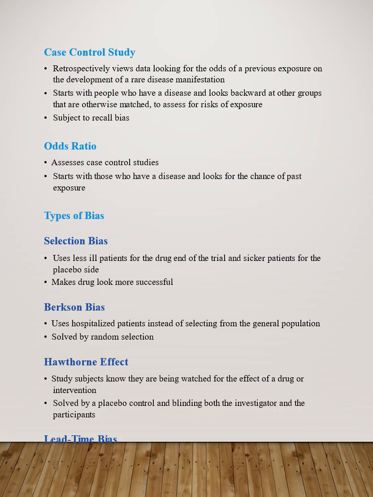And here we have to discuss a few types of biases. We have number 1, selection bias, which uses less ill patients for the drug end of the trial and sicker patients for the placebo side. And number 2, it makes the drug look more successful. Next, so-called Berkson bias. Number 1, it uses hospitalized patients instead of selecting from the general population. And number 2, solve by random selection.